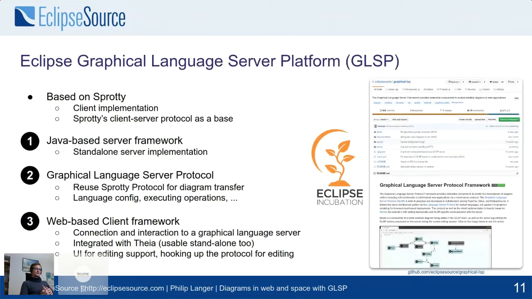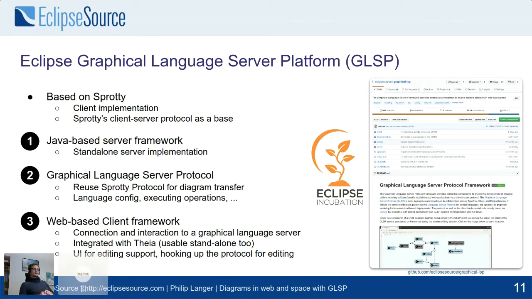So to address those things that are still missing, the Graphical Language Server platform reuses a lot of and builds on Sprotty by, for instance, reusing the client implementation, which is great because then we already have a very good basis for the rendering of diagrams. It also uses Sprotty's client-server protocol that I mentioned before for transferring models between the server and the client. What the Graphical Language Server platform adds on top of that is, first of all, a Java-based server framework that allows you to build standalone language servers or diagram servers for particular diagram languages like UML class diagrams or ecore diagrams or whatever.